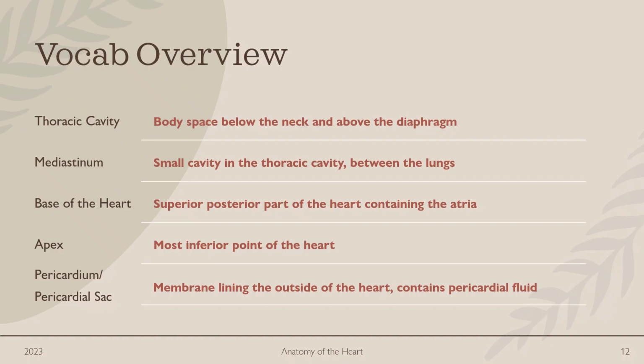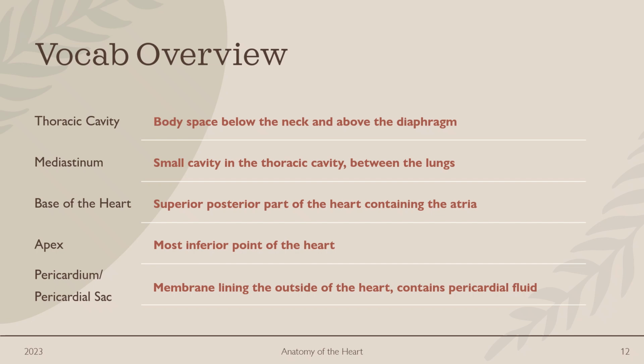Here's an overview of some of the vocabulary from this lesson. Some of these have already been discussed, while others may be new. The thoracic cavity is the body space below the neck and above the diaphragm. This is where the heart is located. The mediastinum is a small cavity in the thoracic cavity that is located between the lungs. The base of the heart is the superior posterior part of the heart that contains both atria.